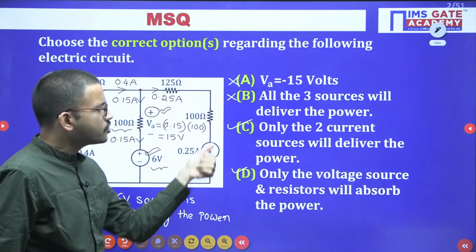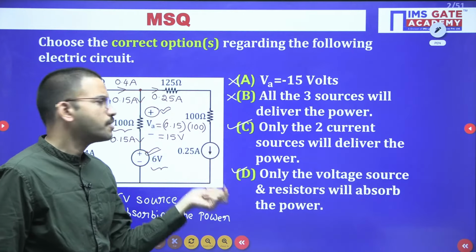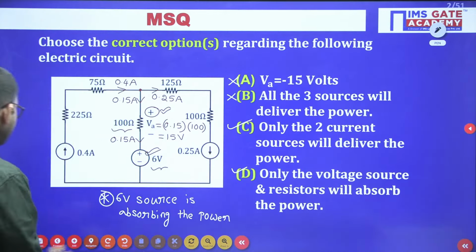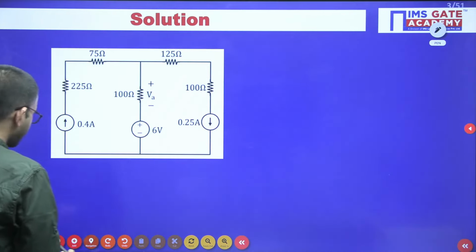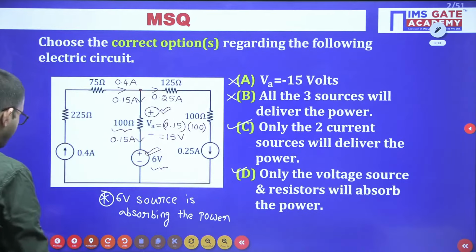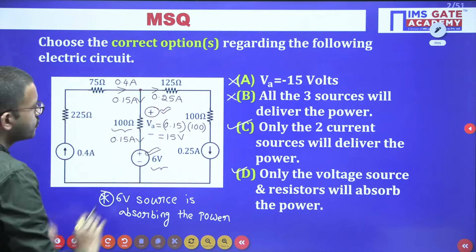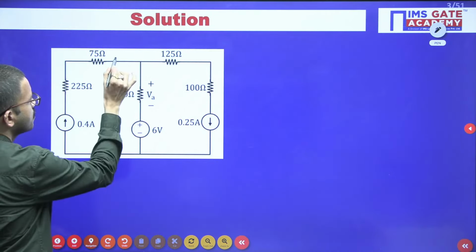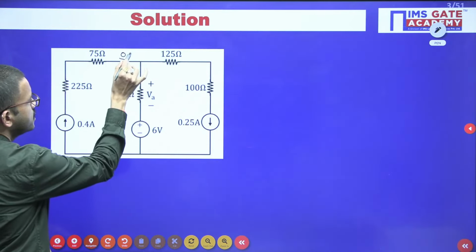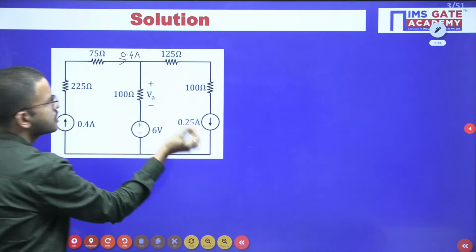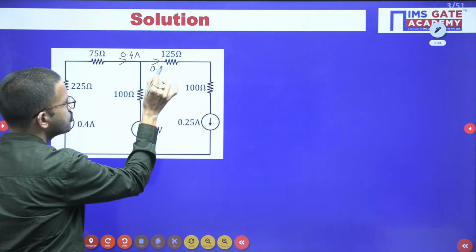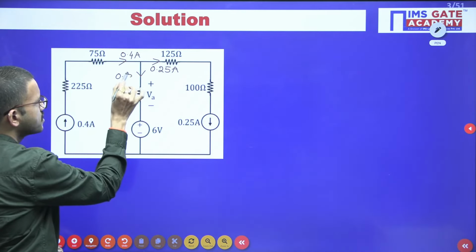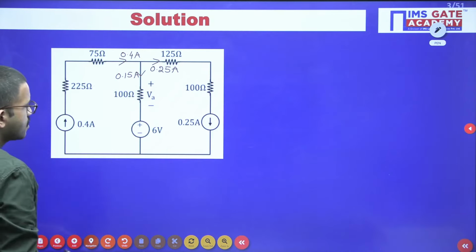So for this question, option C, option D, both are correct. But now let us verify regarding option C whether it is really correct or not. Whatever current values we got, I am just representing here as per the circuit given. In this branch, 0.4 ampere is going. Similarly, in this branch, 0.25 ampere is going. In this branch, 0.15 ampere is leaving.